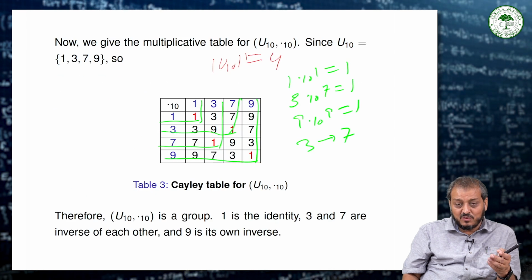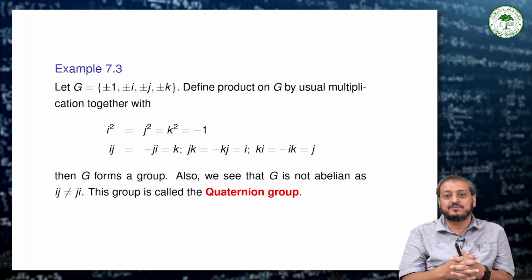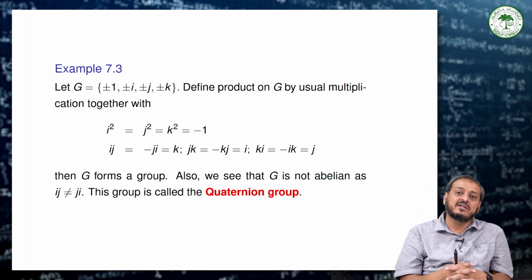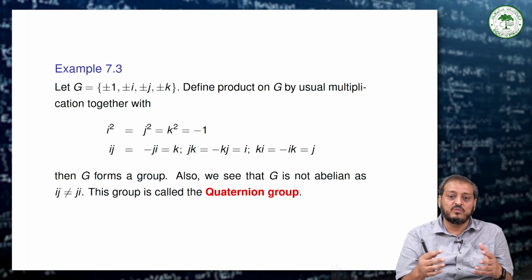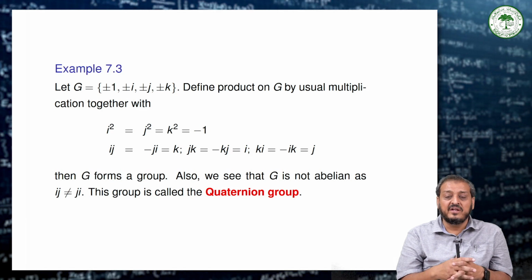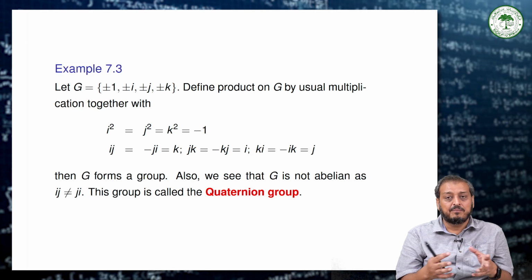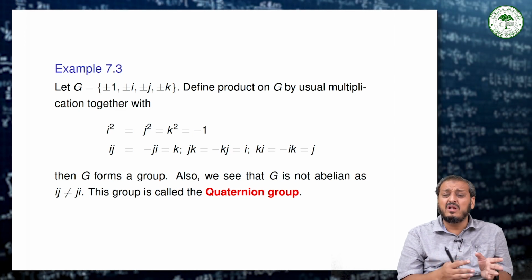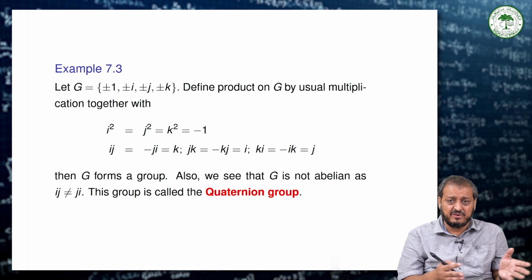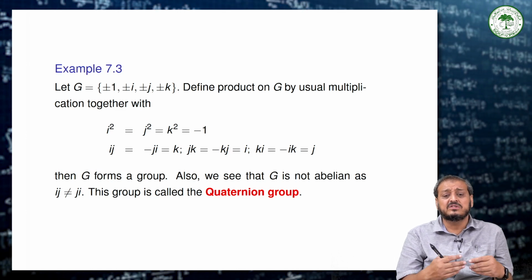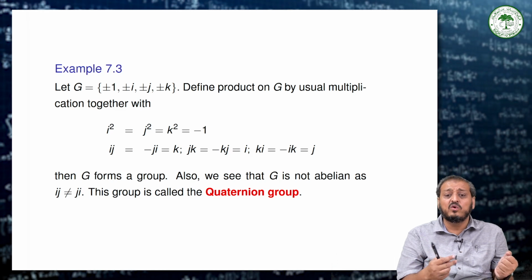Now I just go to the next example. That is a very interesting and very famous group. We have to know the quaternion group. The number of elements is 8. Previously, all the groups we have been discussing are finite groups, and they are abelian. Now this is the group which is not an abelian group.